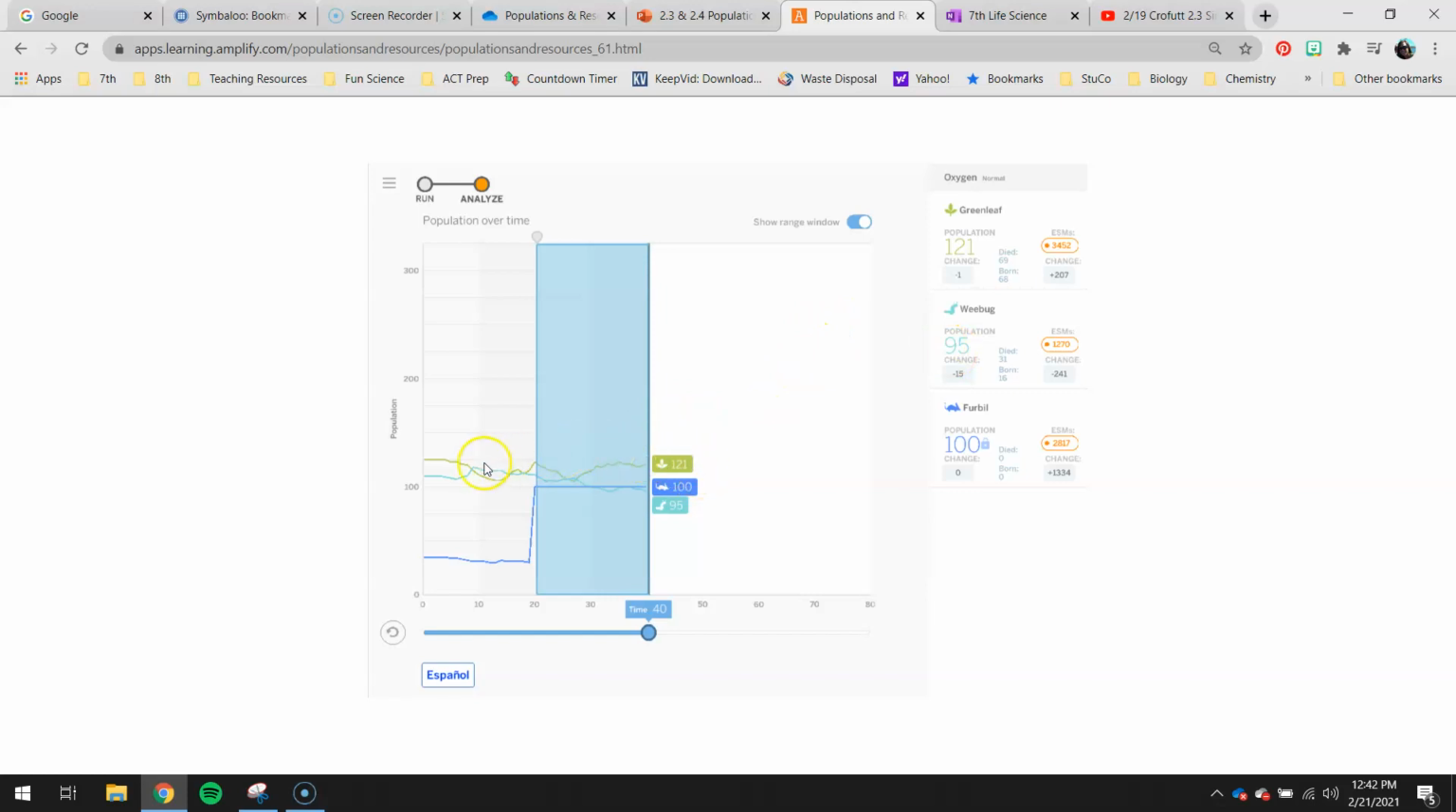We can see, obviously, this little green line here is our green leaf population. This aqua colored line is our wee bug population, and then here is our fur bill population. Another great feature of this is you guys can see this table over on the side. You can see how they changed in their population, or how they changed in their energy storage molecules, how many died and how many were born, their overall population at different points.